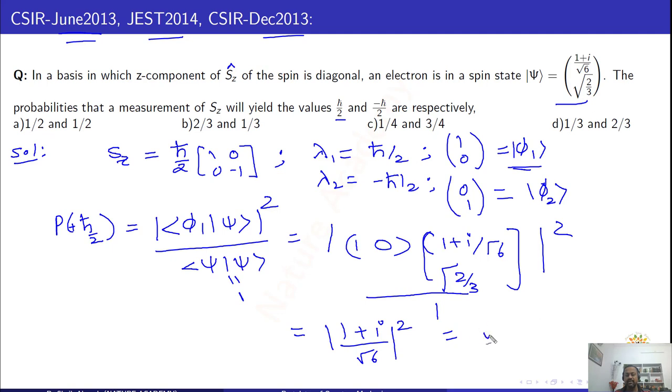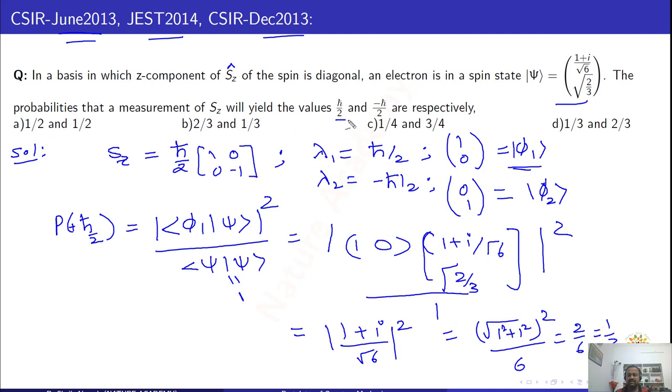So this is nothing but the square root of 1 square plus 1 square as the modulus, and there is a square here, and root 6 whole square is simply 6. So this becomes root 2 whole square, that means 2 by 6, so I can write 1 by 3. So the probability of getting the eigenvalue plus h bar by 2 is 1 by 3.